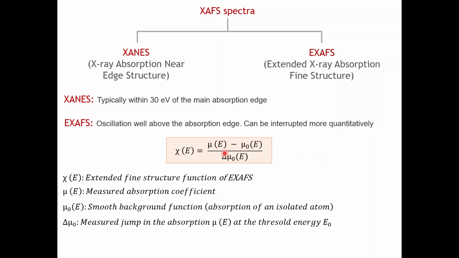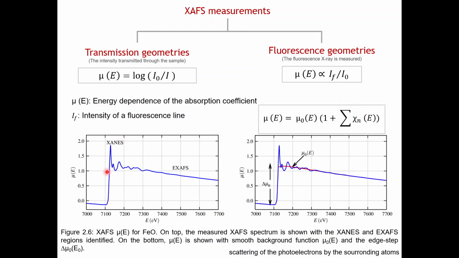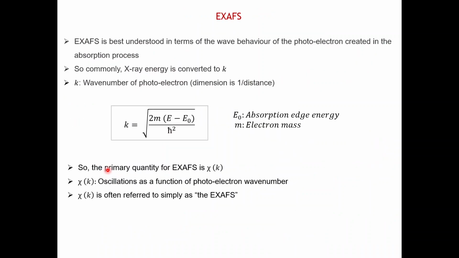So EXAFS is represented with this equation where chi E equals mu E minus mu 0 E divided by delta mu 0 E, where chi E is the extended fine structure function of EXAFS. This actually represents the EXAFS part, and mu is the measured absorption coefficient. Mu 0 is the smooth background function or absorption by an isolated atom, and delta mu 0 is the measured jump in the absorption mu E at the threshold energy E0. That is this jump, this sharp rise in absorption, this part.